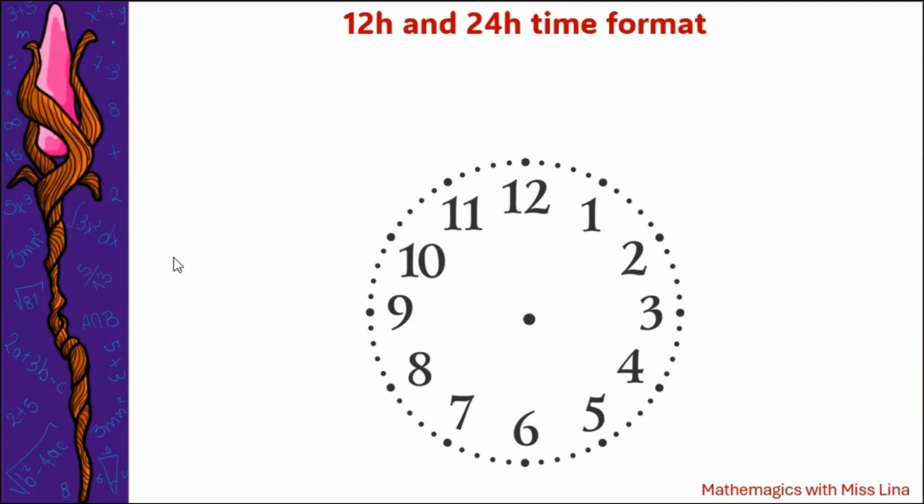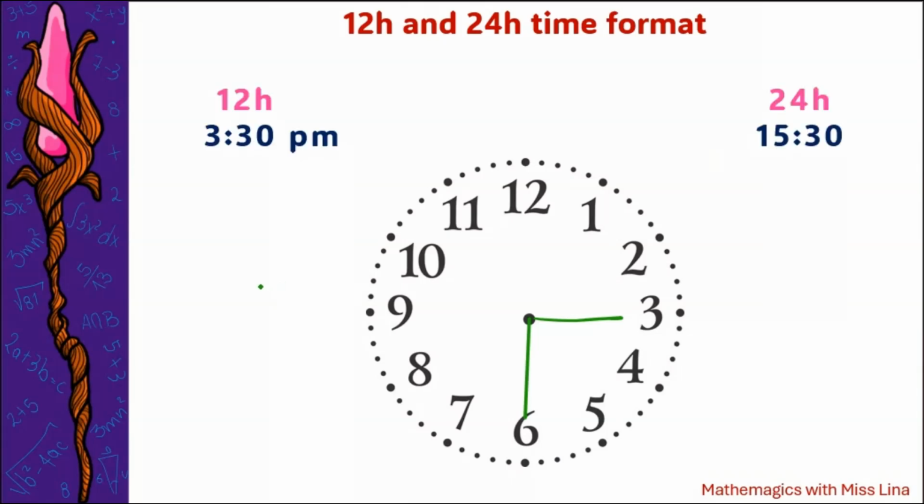Today, we are going to check the 12 and 24 hours format to express the time. So let's imagine that it's 3:30 p.m. and the clock will look something like that. But we have two ways to express it: the 12-hour format here on the left and the 24-hour format. So let's see what's the difference between them and how we can find them.